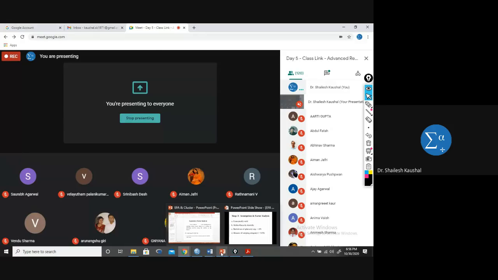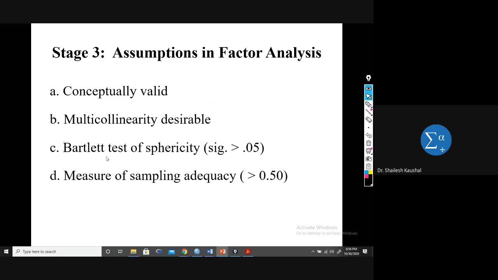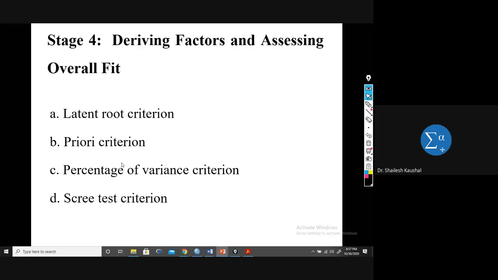Okay. Thank you, sir. And second is Bartlett test of sphericity. It should be significant, which means the p value should be less than 0.05. And then the measure of sampling adequacy, its value should be more than 0.5. Here, how we calculate the measure of sampling adequacy and Bartlett test, we will get in the output. So I will explain in the output.